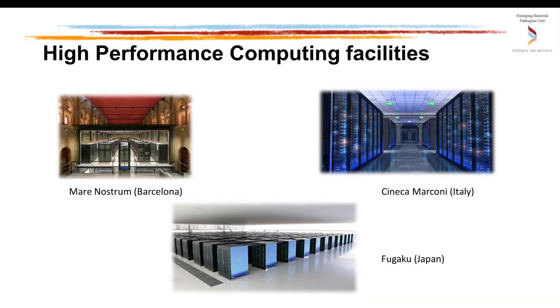Those normally go to high performance computing facilities. We have many in Europe, and they can be used by buying or having hours of computational time by project. Here I just highlight some of the most important in Europe, which is Mare Nostrum in Barcelona, and in Italy, Cineca. Also Fugaku in Japan, which is so far in the top 10 high performance computing in the world.